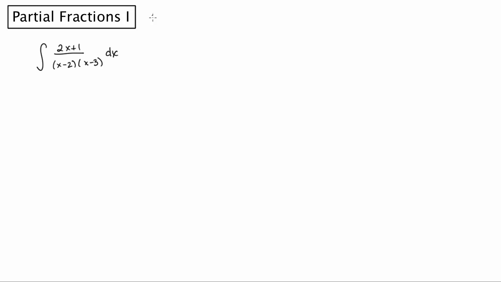Partial fractions is a technique that allows us to work with rational functions. And so a rational function is any function f of x which is of the form p of x divided by q of x, where p and q are both polynomials.